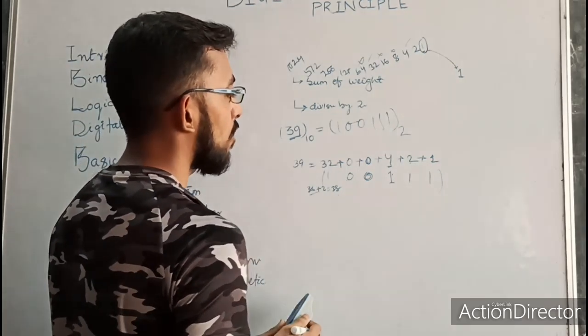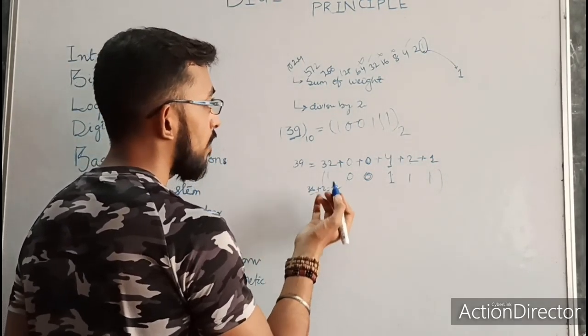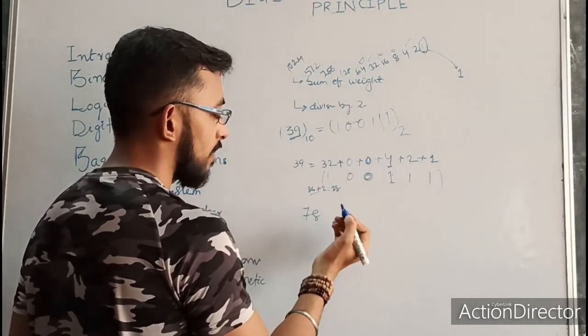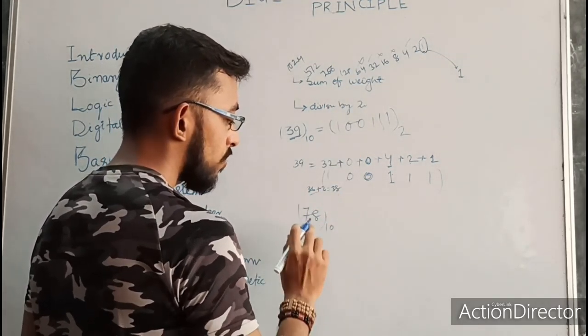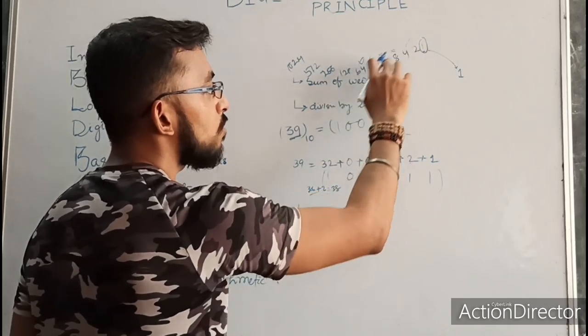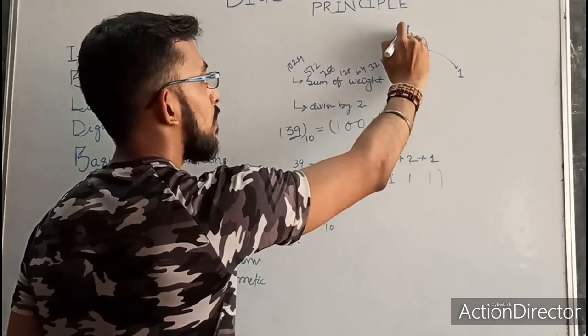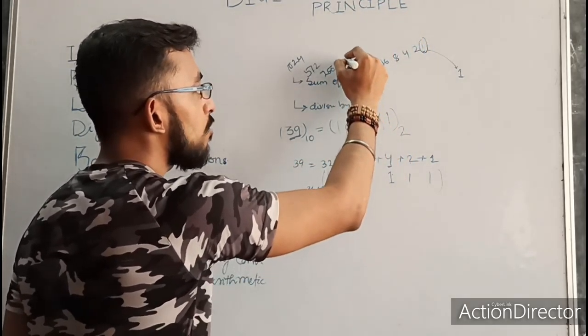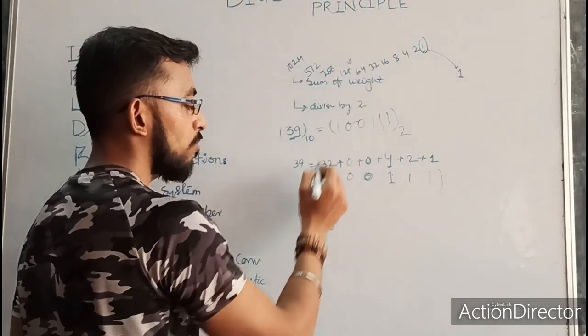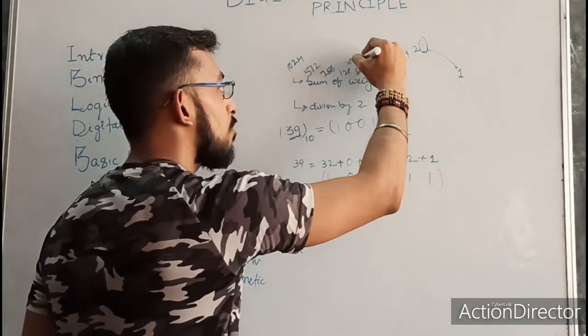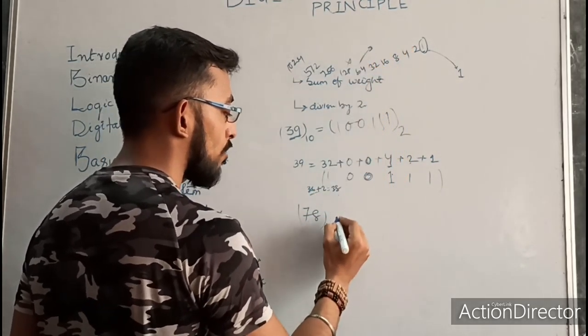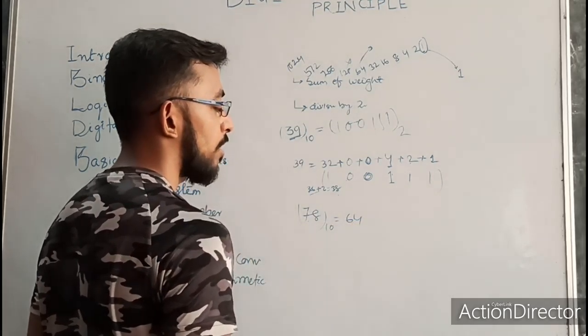Let's take another number, any value you like. Let's take 78, base 10. So I have to write this 78 using these weights. Now let's start again from the beginning. I can't use 128 because 128 is much more than 78. But I can use 64. This is the value that can be used, so 64 will come in place.